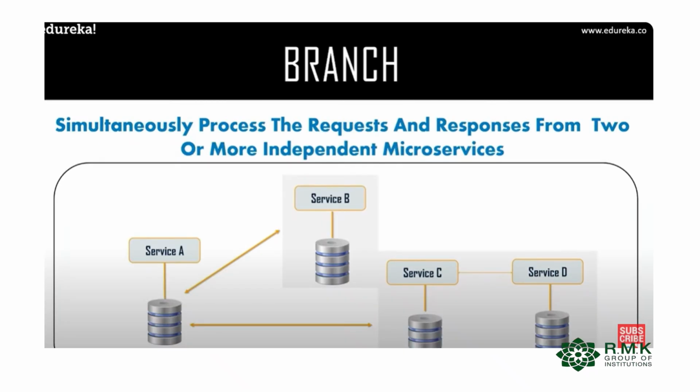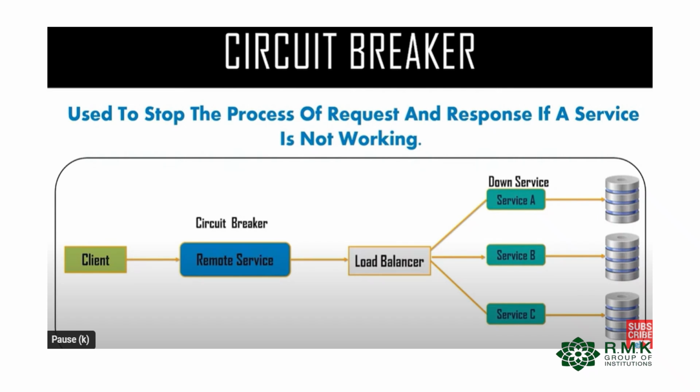And next, one more technique we are using is branching. Branching is a simultaneous process, a request or response to two or more independent microservices. This type comes under branching. And one more technique we use is the circuit breaker. The circuit breaker is used to stop the process of requests and responses when the service is not working.